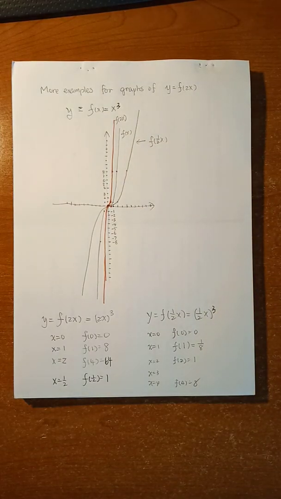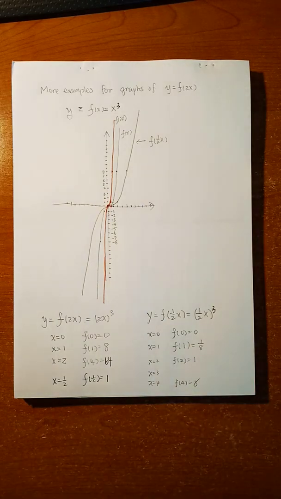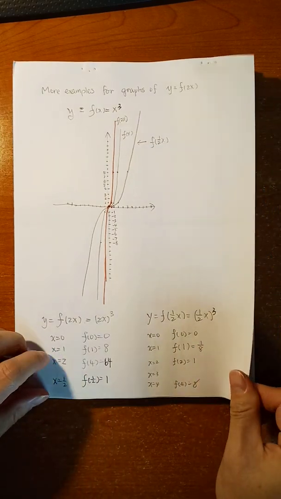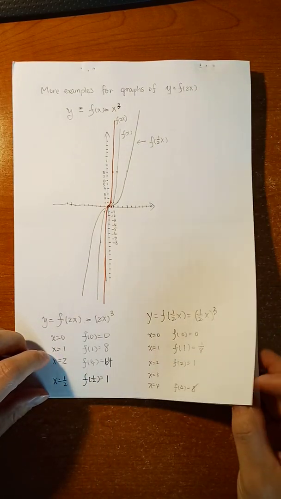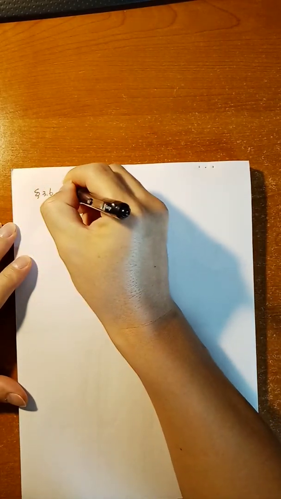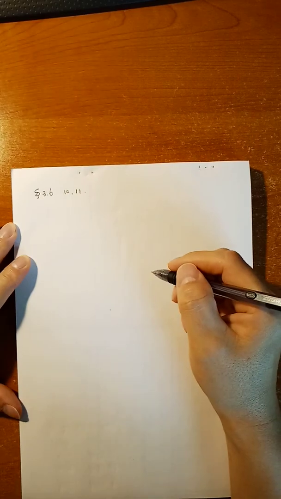Okay, so this is an example about the horizontal stretch and compression. Let's see next. Next, some student asked the problem in section 3.6, 10 and 11.